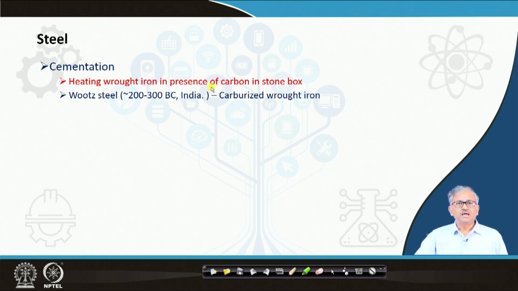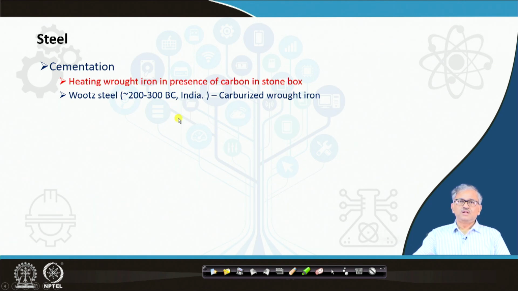So cementation, and then wootz steel. Wootz steel was available in India in the Tamil Nadu area, and the word wootz has come basically from the Tamil word ukku, meaning fire. It was a very famous steel and the most advanced material of that period, in 200 to 300 BC in India. Even around 1000 years after that, wootz steel was the only advanced material in the world, with fantastic strength and ductility.